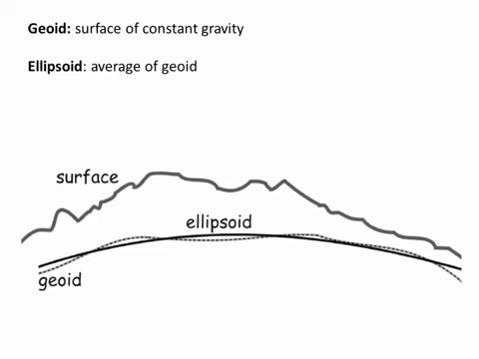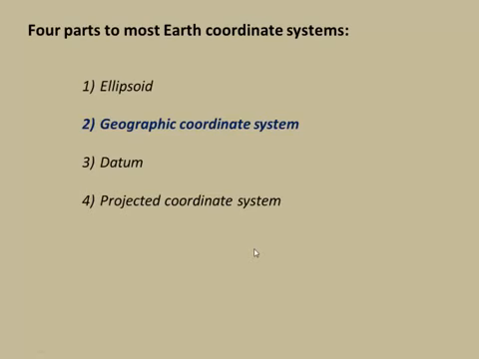And the ellipsoid is basically defined by the geoid. The geoid is an imaginary surface of gravity equipotential. So it's a surface of constant gravity. And gravity, of course, depends on topography. And then the ellipsoid is simply the average of that geoid in most cases.